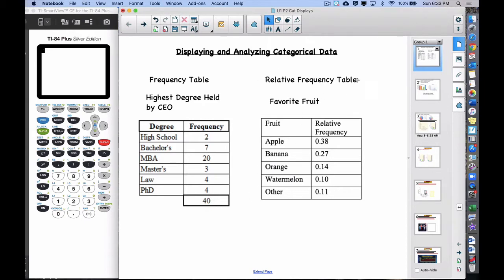A relative frequency table is simply when you do the same thing, you just divide by the total and turn everything into percentages. So again, I mentioned this in another video, but frequency is a count of how many there are. Relative frequency is calculating the percentage of how many there are.